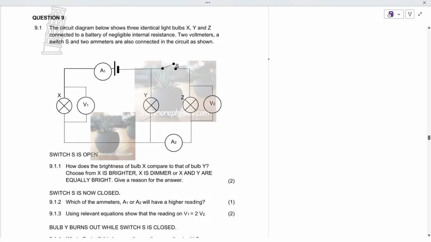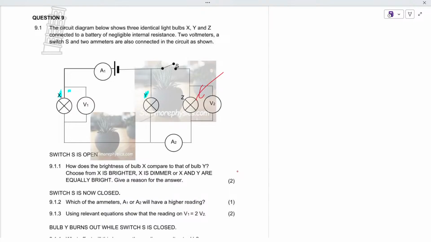Okay, so it means this bulb is not working, because this switch is open, so current is only flowing here. How does the brightness of bulb X, this one, compare with the brightness of bulb Y here? Choose X is brighter, X is dimmer, or they are equal. Give a reason for your answer. What would you say there? I would say they are equally bright, because current is flowing to both of them.